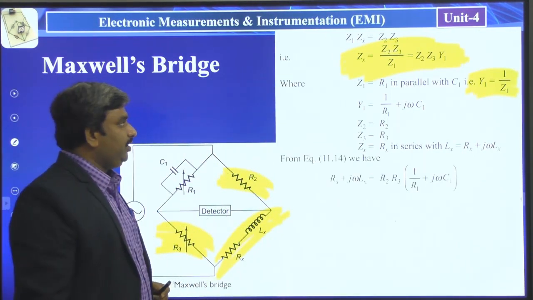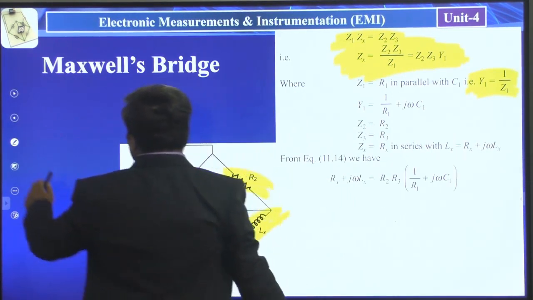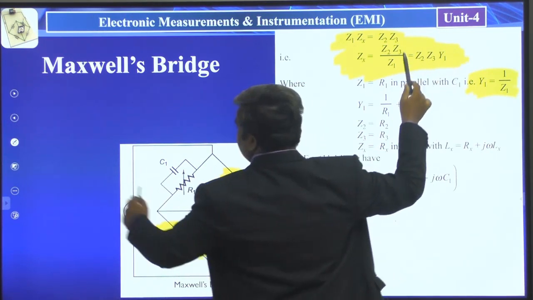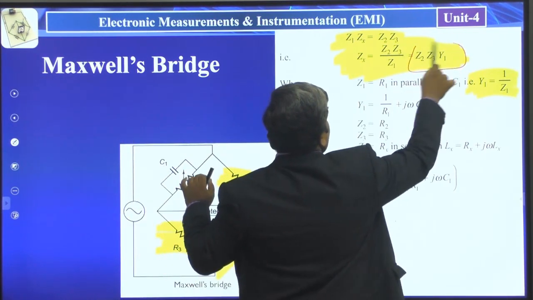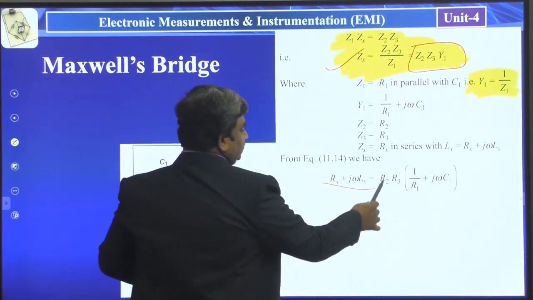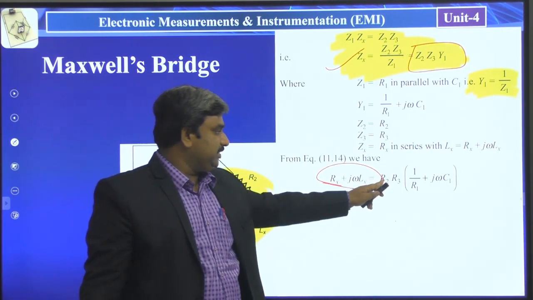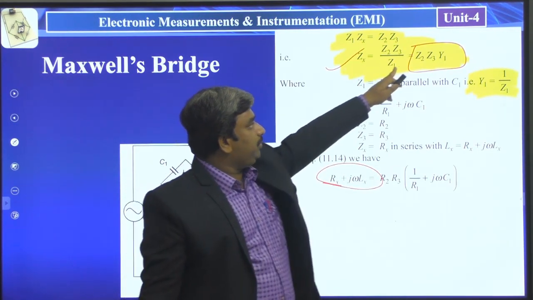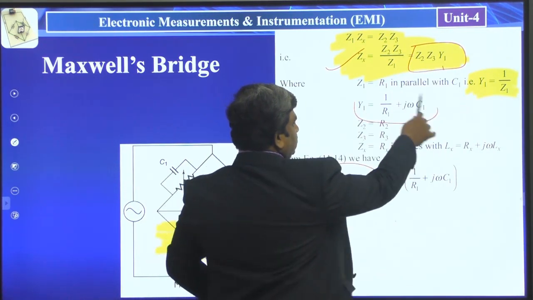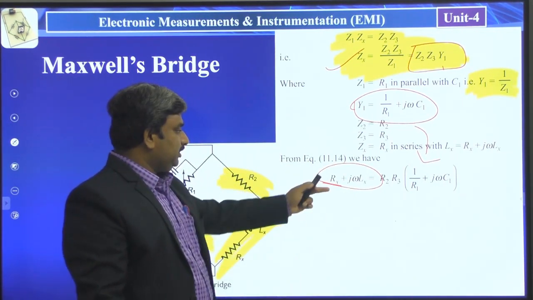So finally, the bridge balancing condition is Zx is equal to Z2 into Z3 into Y1. So this equation we are taking. Zx is equal to Rx plus J omega Lx, which is equal to R2 R3. That is, in the place of Z2 Z3 we are writing R2 R3, and in the place of Y1 we are writing this expression, 1 by R1 plus J omega C1. Okay, so this is the expression.